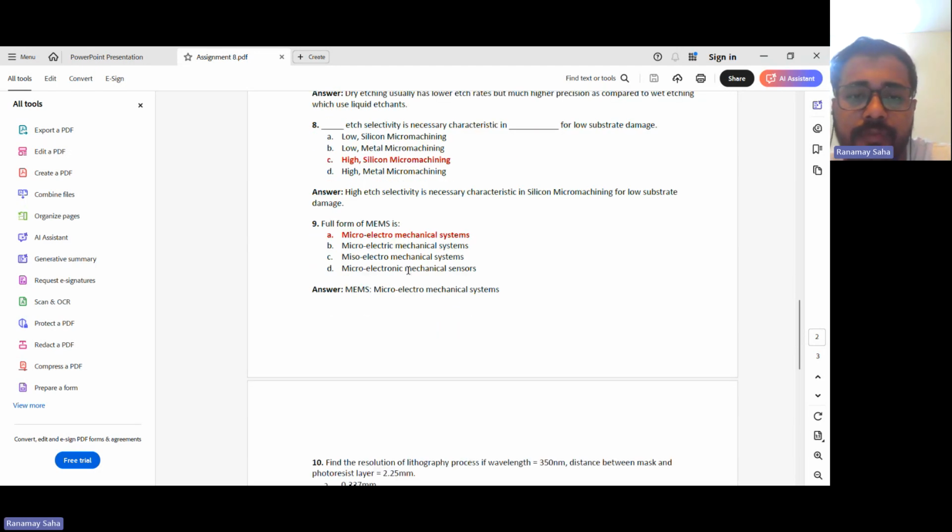Then you have a question about the full form of MEMS. So you know that MEMS is all about micro electromechanical systems. Option 1 is a clear and easy answer here.